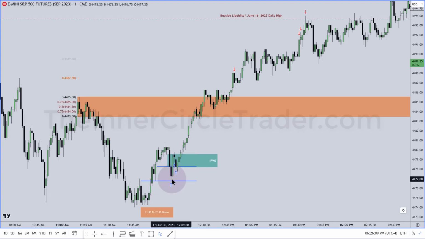So when price was down here, that fair value gap was already there. So I'm accumulating long positions here, right in the middle of it, which is consequent encroachment of the 5-minute fair value gap, which is these two blue lines. That gap was already there on the 1-minute chart.